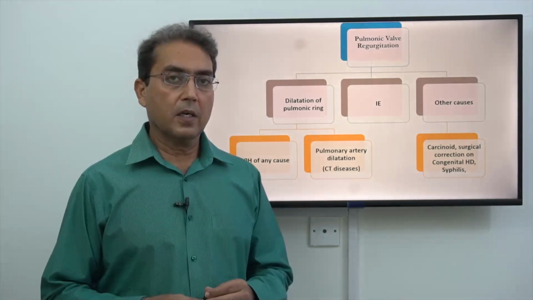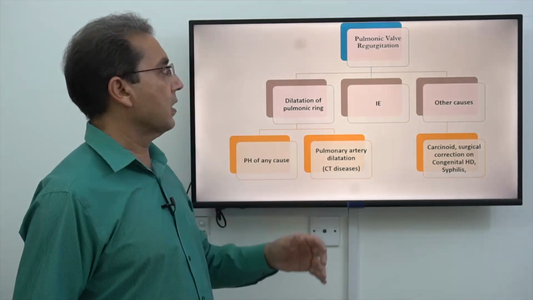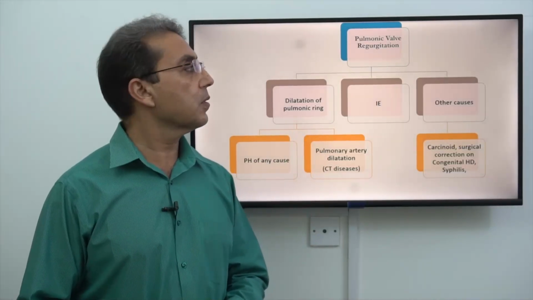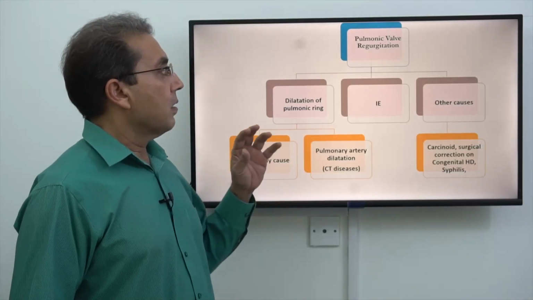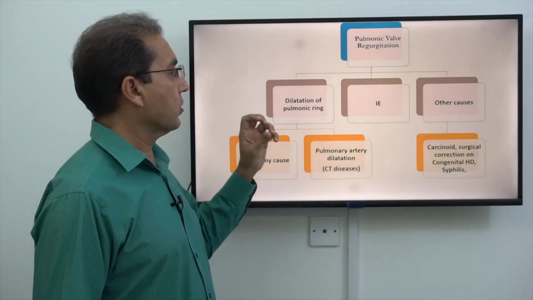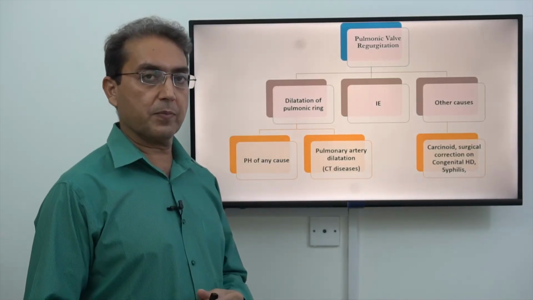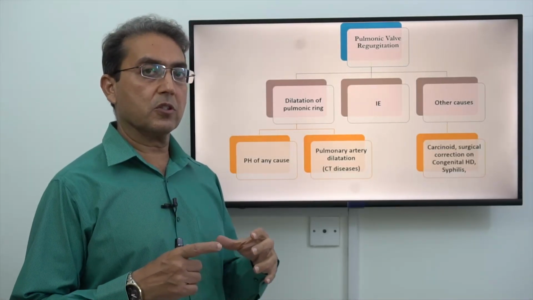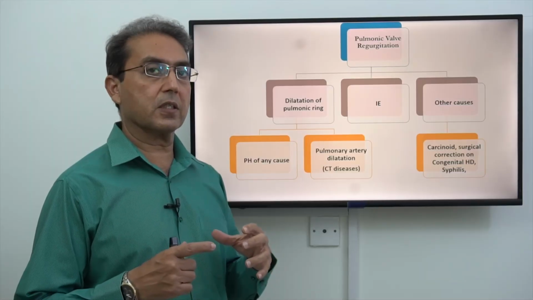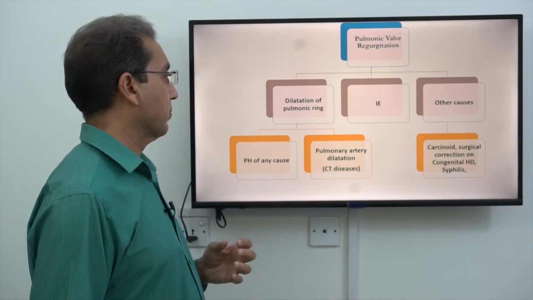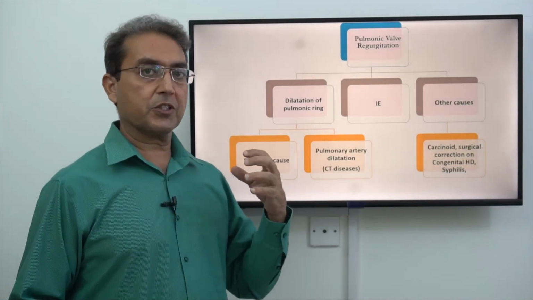Good morning. Today we are going to discuss the pulmonic valve, both pulmonary regurgitation and pulmonary stenosis. The causes of pulmonic regurgitation include dilatation of the pulmonary ring. The pulmonary ring, like the tricuspid ring, becomes stretched and dilated, and that may result in pulmonary regurgitation of blood back into the right atrium, which causes rising pressure in the right atrium.